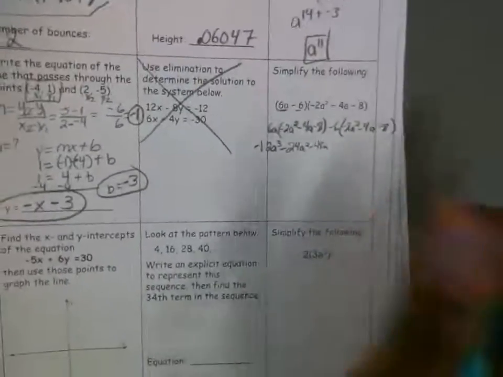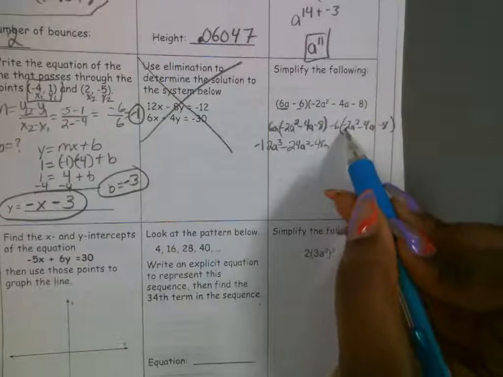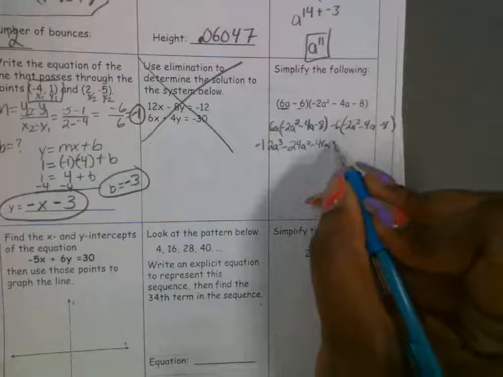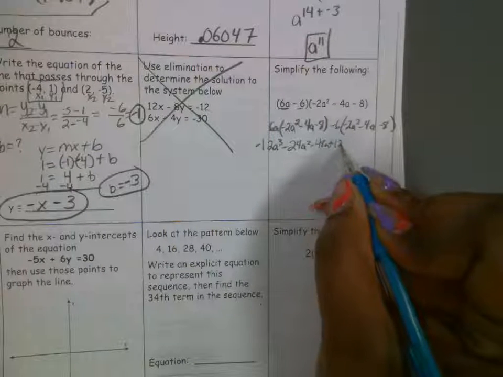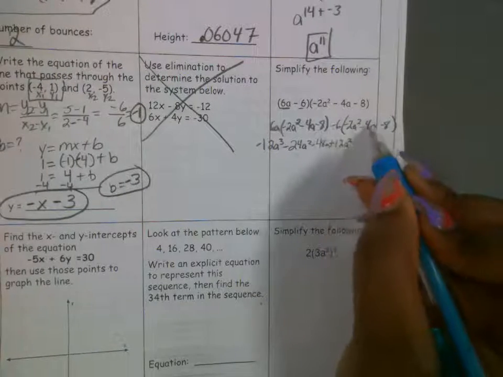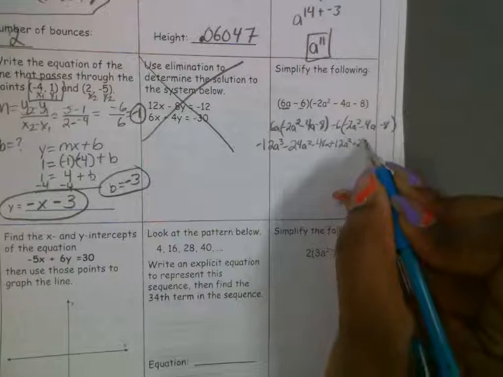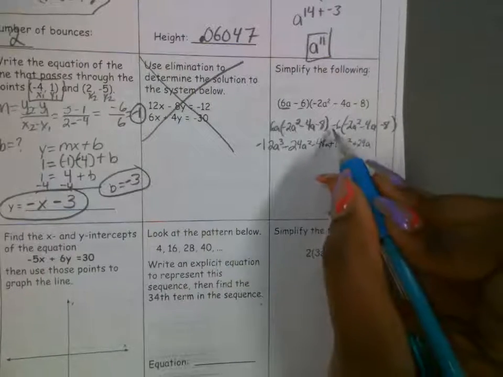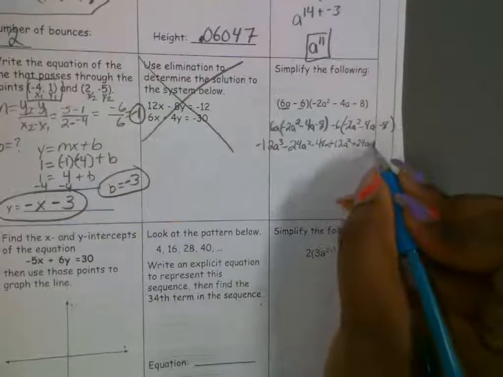Okay. Let's do the second distributive property. What's negative 6 times a negative 2a squared? Positive 12a to the second. Good job. What's negative 6 times a negative 4a? Positive 24a. And what's negative 6 times a negative 8? Positive 48.